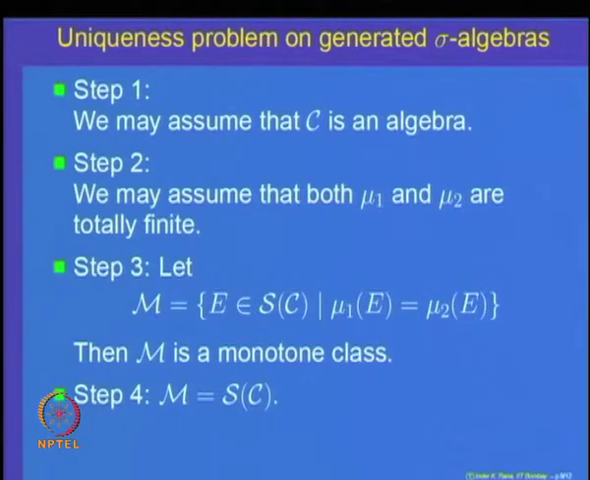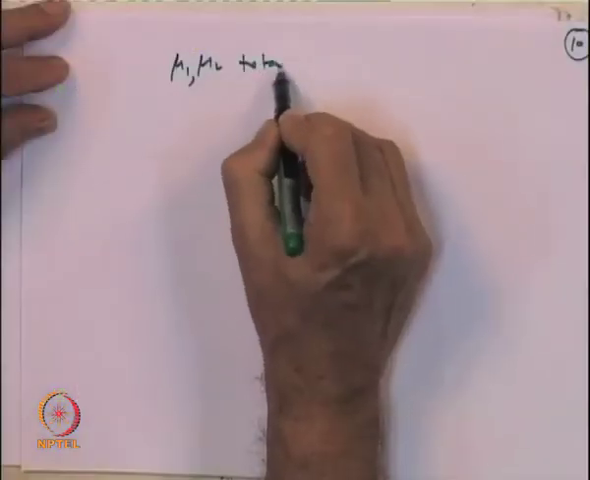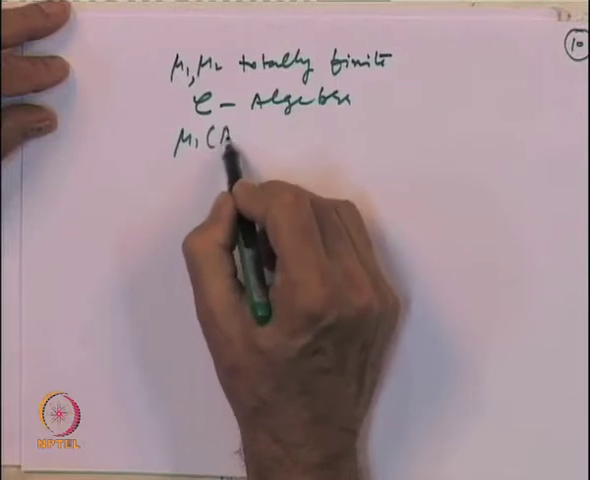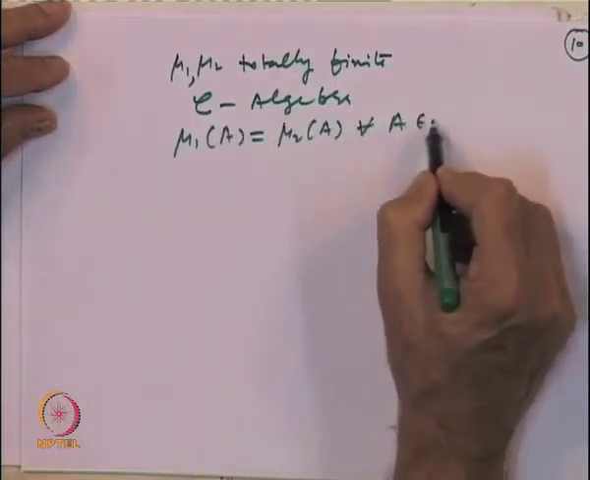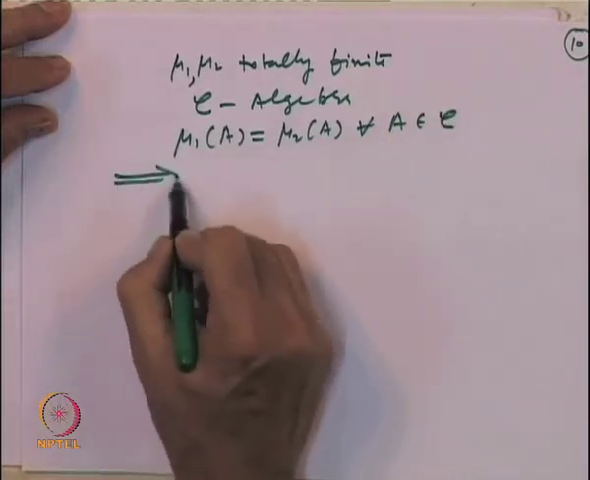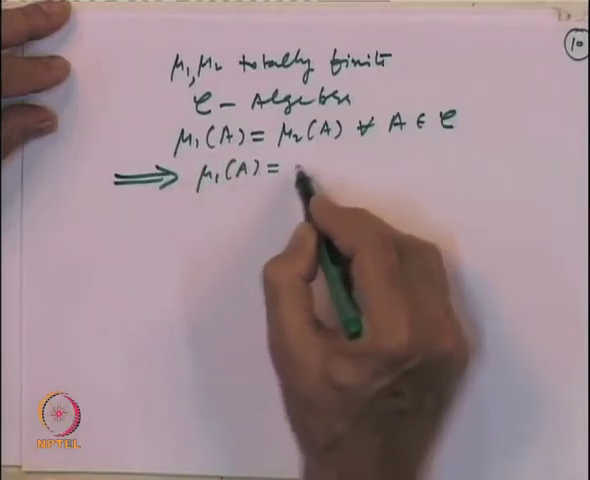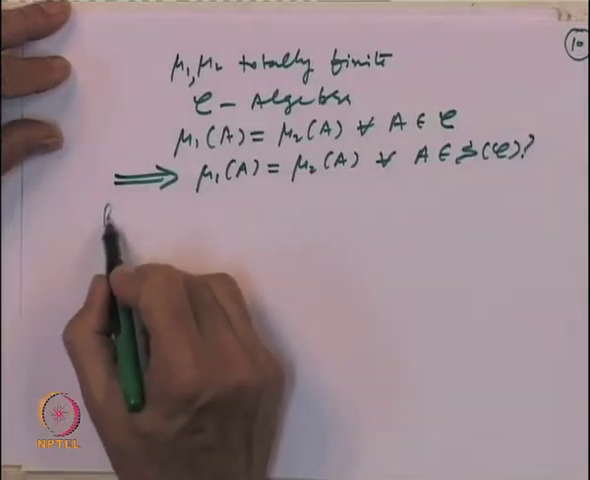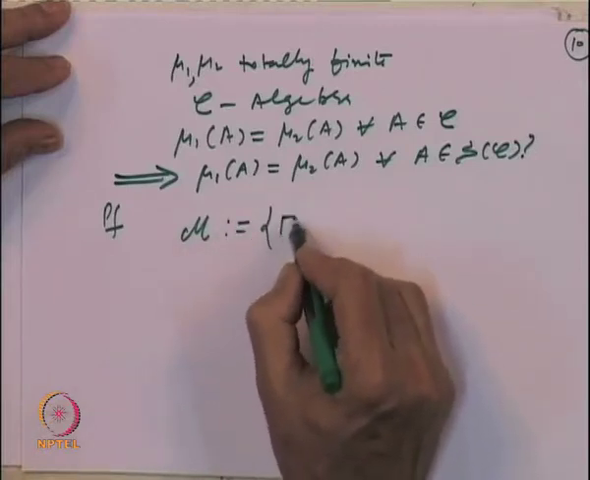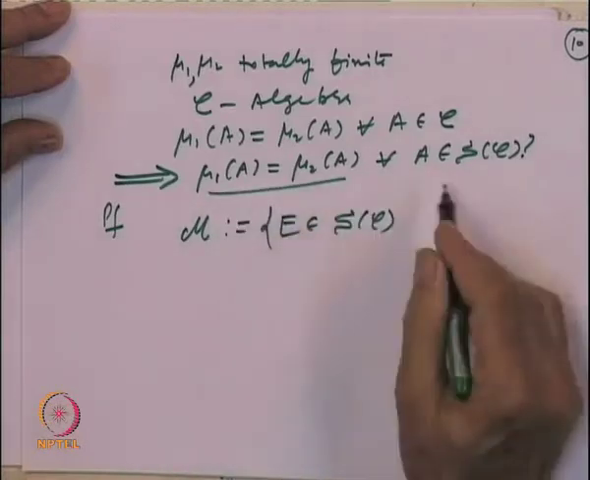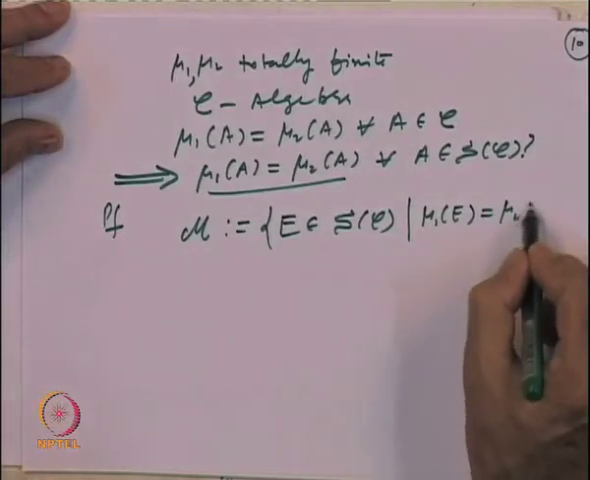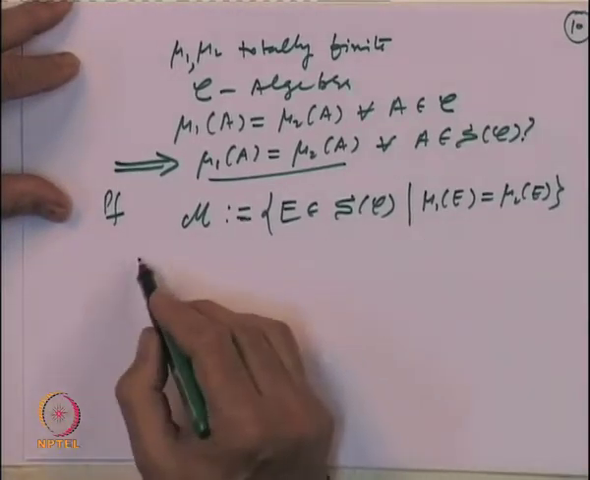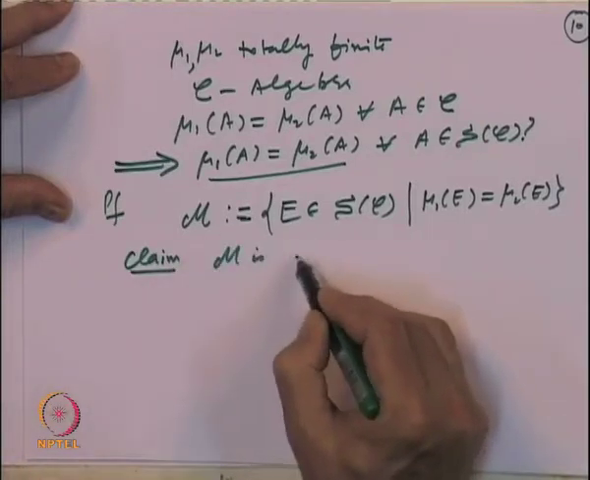So, step 3 we want to prove. We are given that mu 1 and mu 2 are totally finite. So, we are in this case, C an algebra, mu 1 of A equal to mu 2 of A for every A belonging to the algebra C, to show that mu 1 of A is equal to mu 2 of A for every A belonging to the sigma algebra generated by C. So, that is the question. So, the proof: define M to be the class of all subsets belonging to S of C for which this property is true. That means mu 1 of E is equal to mu 2 of E. So, claim that this M is a monotone class.